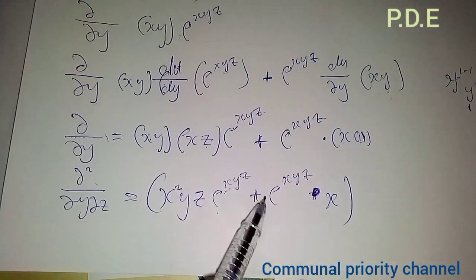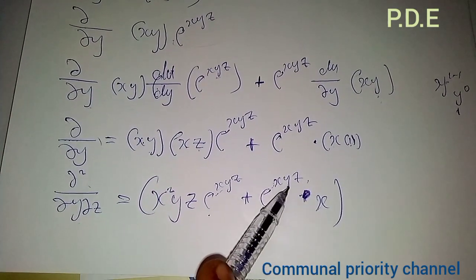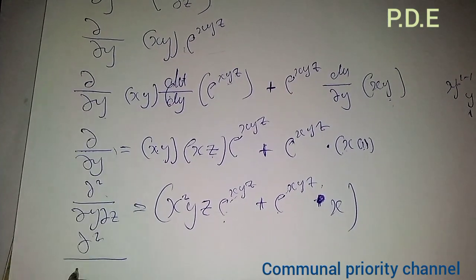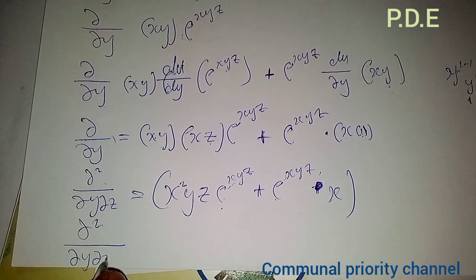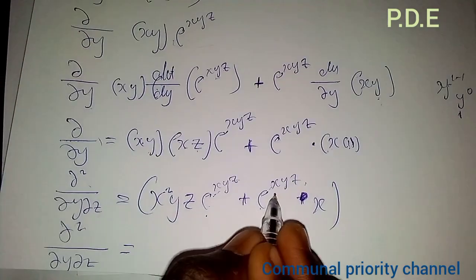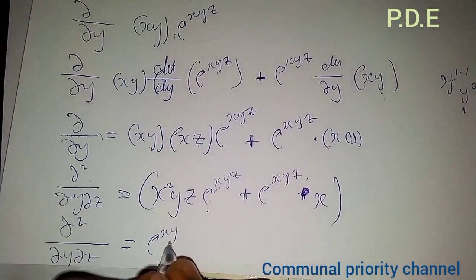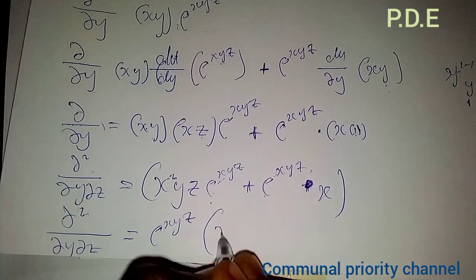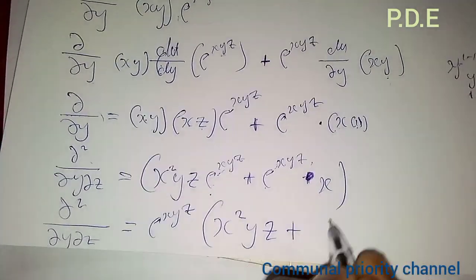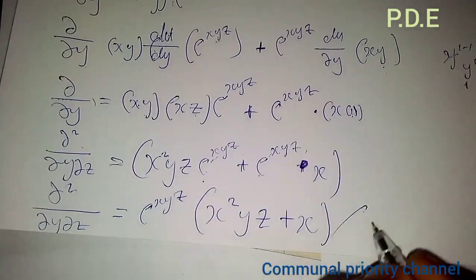e^(xyz), e^(xyz), they are common, so you can factor them out. Therefore, now our ∂²u/∂y∂z is equal to, factor this out, e^(xyz), multiplied by (x²yz plus this x) as our final answer.